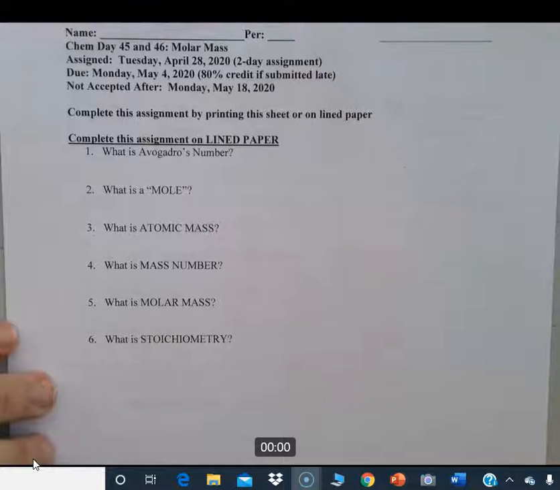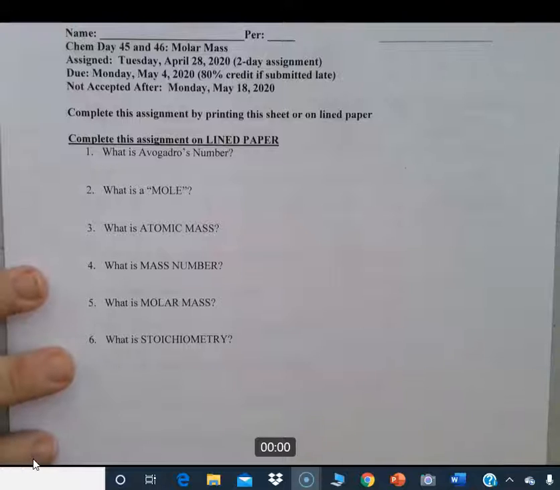Now, the problem with that big number is it's too big to count. We can't count a number of atoms or molecules, so we need to figure things out in an indirect way, and that's by knowing the atomic or molar mass. Okay, so what is atomic mass and mass number?